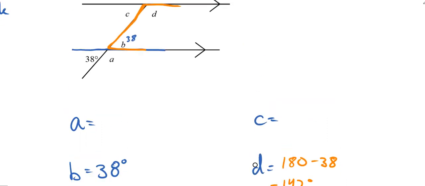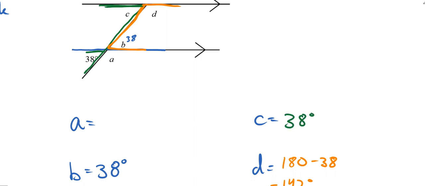Okay, we've got A and C left. What do you think? Savannah? Ooh, you can make an F. With the 38, you can also make a Z with B. So you got two options here. Very nice. But I'm going to use the one Savannah told us about. See how I make the F rule. So C is 38 because the F says they're the same.